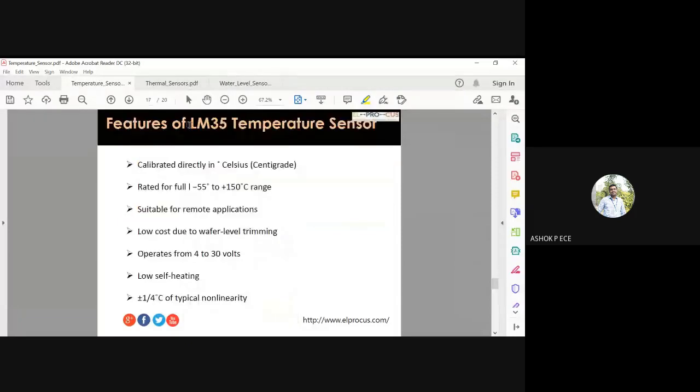LM35 is the most popularly used temperature sensor. It is also used in all your projects. It's a very low cost temperature sensor which will detect any temperature in the range minus 55 to 150 degrees Celsius, suitable for remote applications, and it can operate at a low voltage. It can calibrate the answer directly in Celsius. It will give you the answer directly in Celsius.